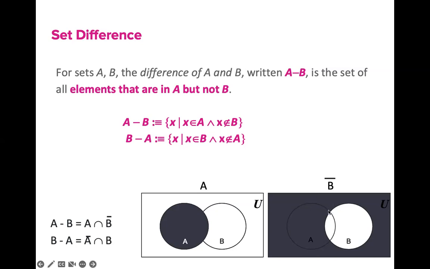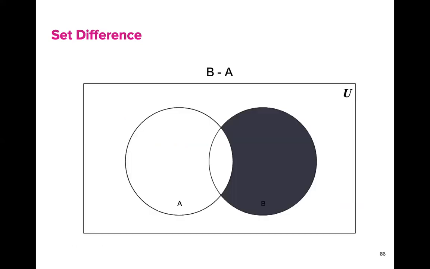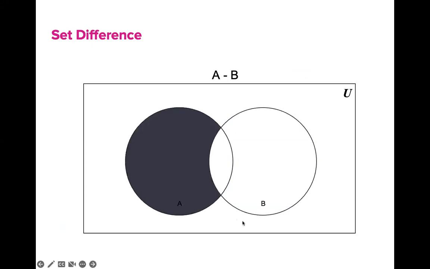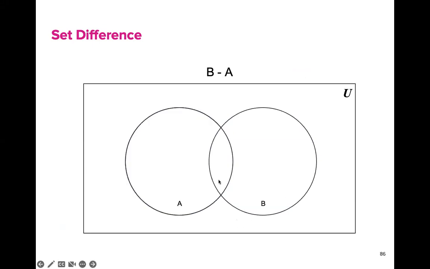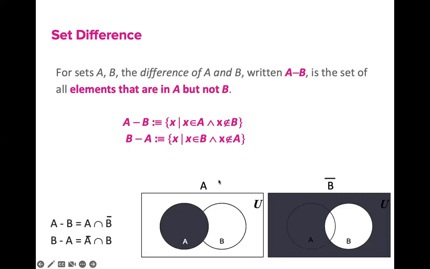So we can see that this is very much the same as the plot of A minus B. Okay, so we can say that A minus B is equivalent to A intersection B complement. Likewise, B minus A will be equivalent to A complement intersection B. Okay.